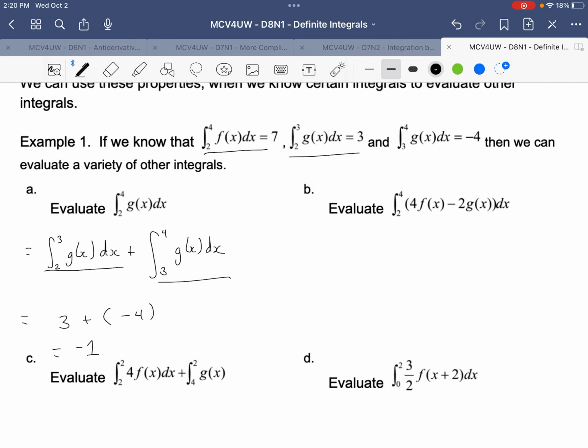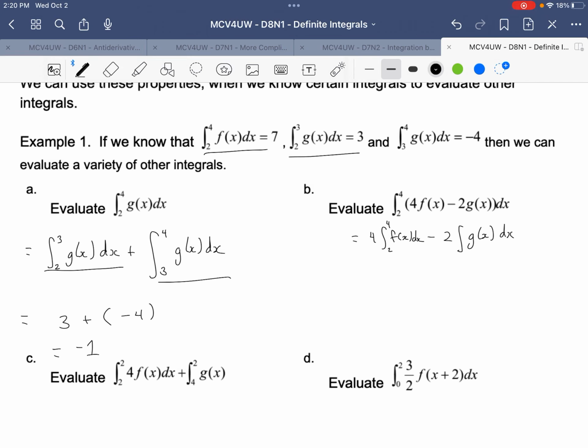We're evaluating a definite integral from 4 to 2 of 4f of x minus 2g of x dx. Again, if I only have these properties given, I can't actually take the integral of anything because I don't know what f of x and g of x is. So I just have to use these three properties. Now, if I'm looking at this, I can rewrite this as 4 times the integral of f of x from 4 to 2 minus 2 times the integral of g of x dx.